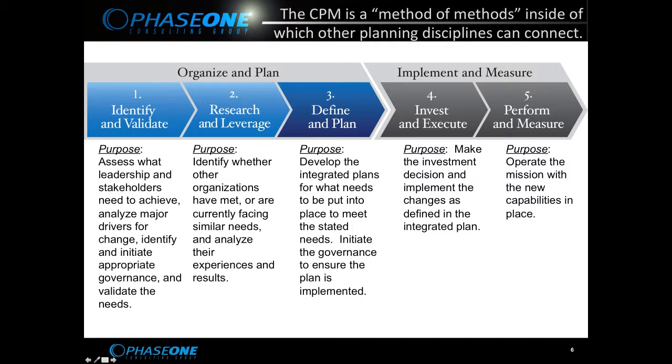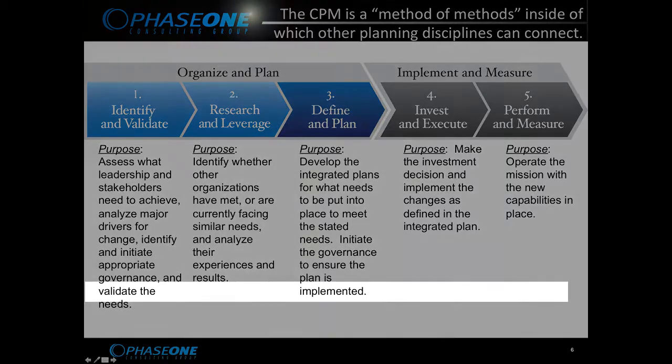So here are the top 2 layers of the collaborative planning methodology. The CPM is really a method of methods inside of which other planning disciplines can connect. So inside of the CPM is where capital planning and architecture planning and solution planning and security planning and all these different types of planning disciplines can exist and coexist and work together in a collaborative way. So that's why we call it a method of methods.